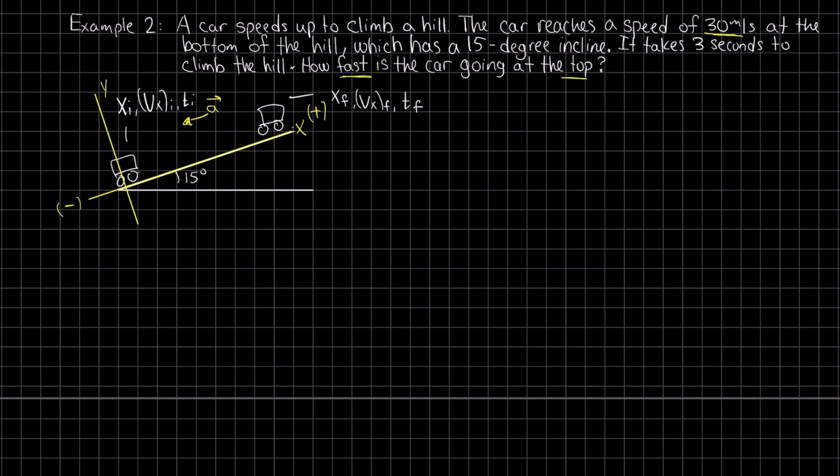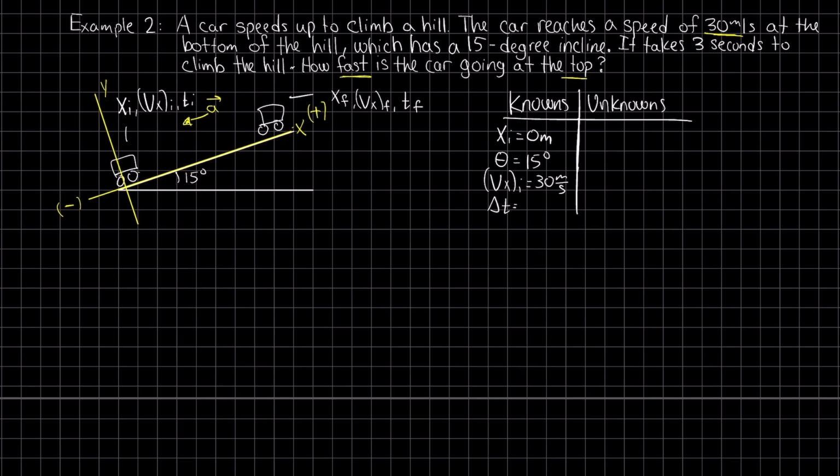Let's go ahead and establish some knowns and unknowns. I know that initially the car is going to begin at 0 because I defined the beginning to be 0. The hill is angled at a 15-degree angle measure. At the beginning of the motion, the car is traveling at 30 meters per second. I know that it takes 3 seconds for this car to reach the top of the hill. And I'm being asked, what is the final velocity?